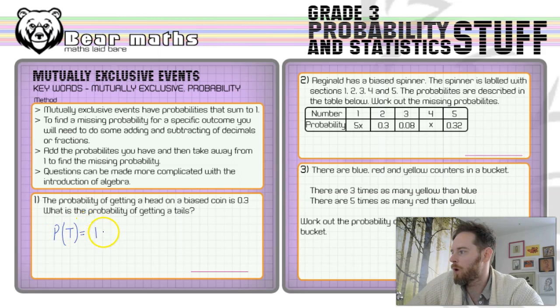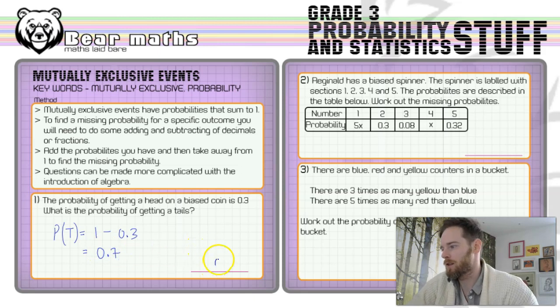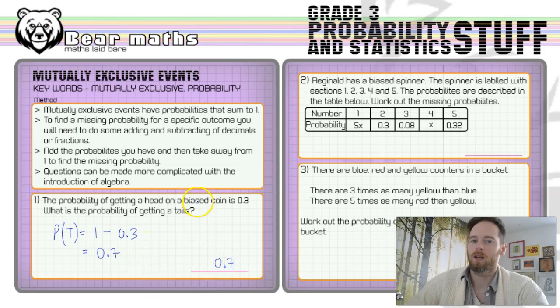That is going to be equal to 1 minus 0.3. 1 take away the probability that it's heads. There are only two options on a coin. 1 take away 0.3 is 0.7. Most people can work that out fairly easily. So 0.7 is all we need to write down for the answer to that question. Okay, nice simple one.